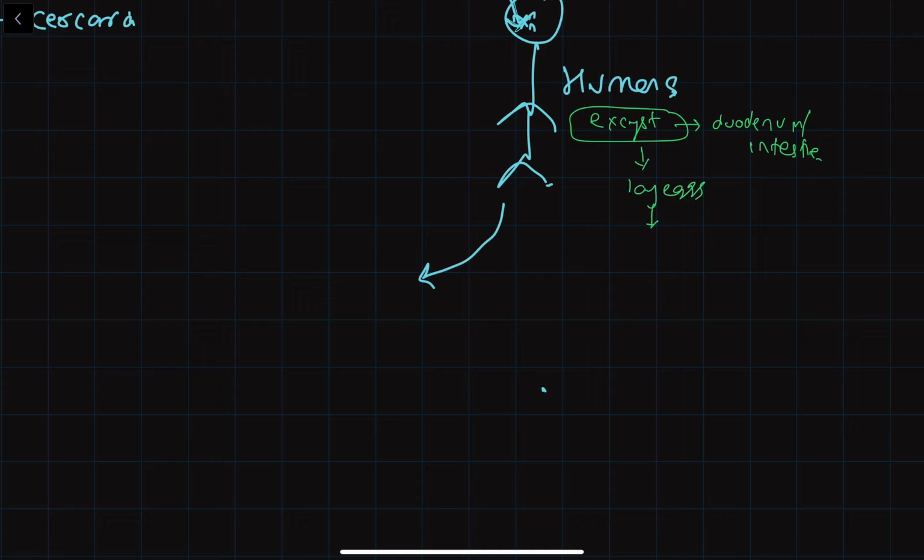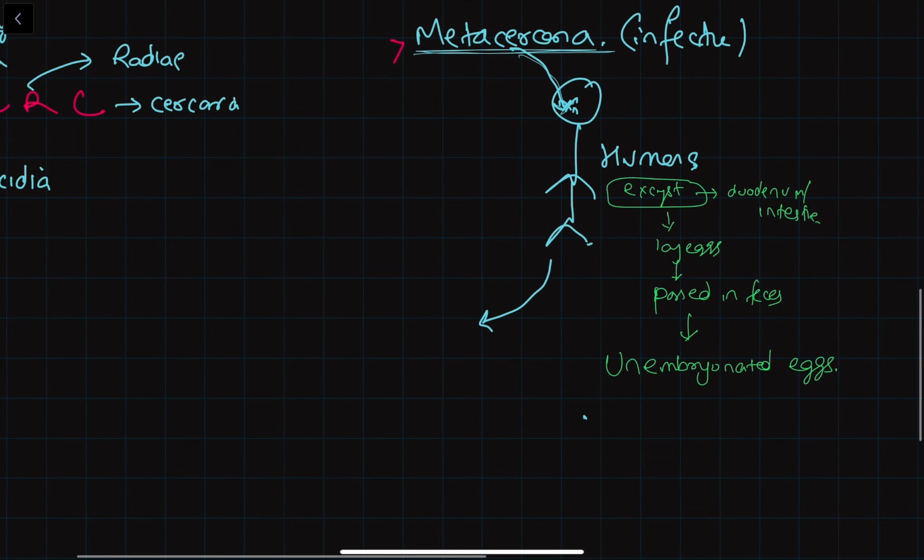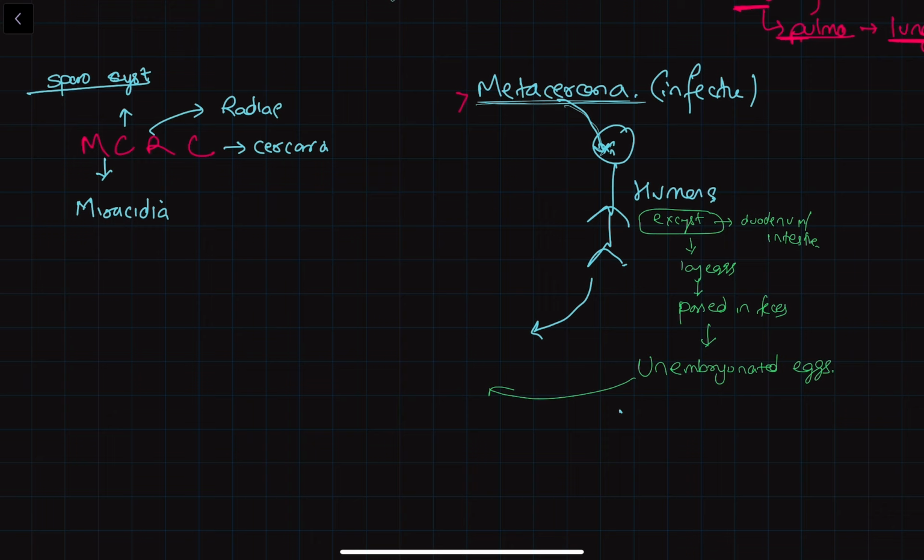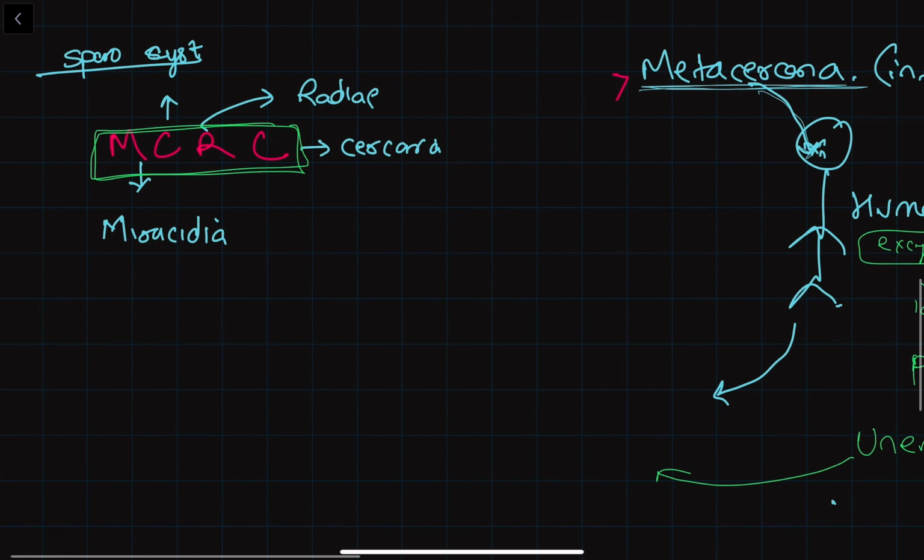These eggs are passed in feces. Which eggs? Unembryonated eggs are passed into the feces. Now these go through four stages. You need to remember this as MCRC. What is MCRC? M for miracidia, S for sporocyst, R for redia, and C for cercaria.